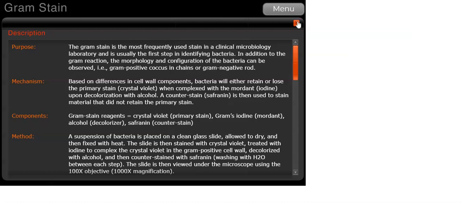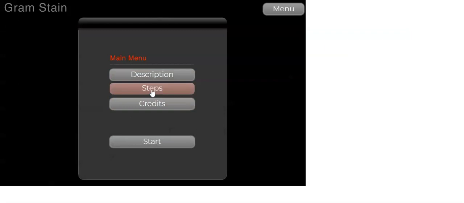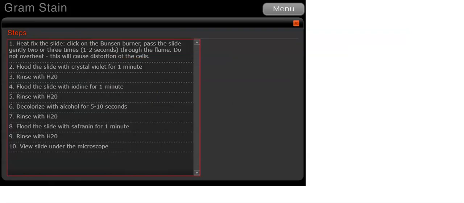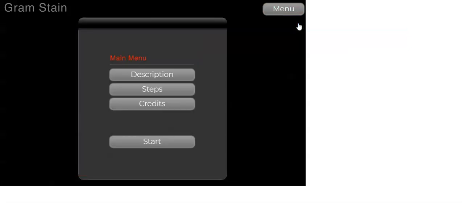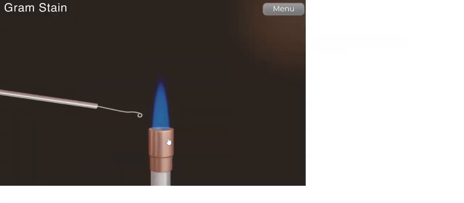So now we'll look at the steps. Here are the steps for gram staining. Heat fixation, put some crystal violet, rinse, and then put drops of iodine, rinse with water, and then decolorize with alcohol, flood the slide with the safranin, and we are going to view the slide under the microscope.